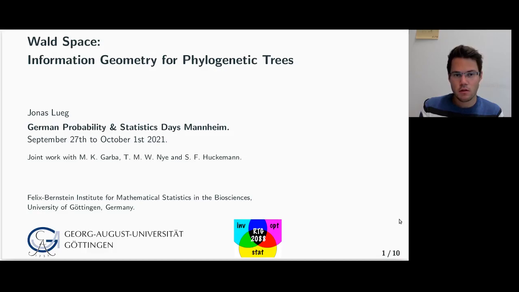Today I'm going to talk about the Wald space, information geometry for phylogenetic trees. The Wald space is a metric space where each point is a phylogenetic tree. And a phylogenetic tree, for a fixed set of species, or symbolically speaking, labels, is a tree that depicts the evolutionary relationships between those species.